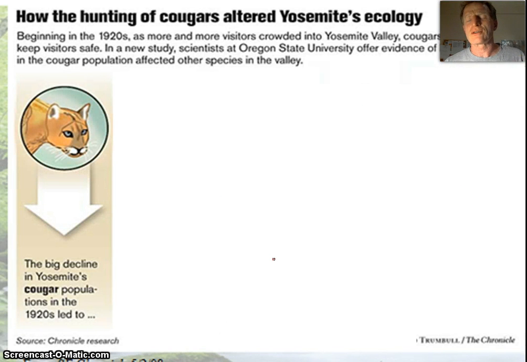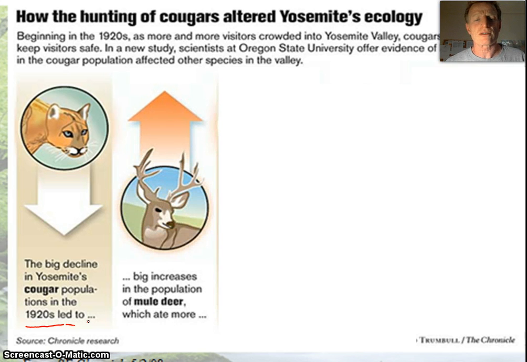This is in Yosemite National Park out in California. There are cougars, and humans and cougars haven't had the best relationship. So in the 1920s, cougars were basically hunted to extinction in Yosemite, as they were in most of the United States. Well, cougars, their main prey source is mule deer. Now, so what happens? The cougars disappear, so the mule deer population goes up.